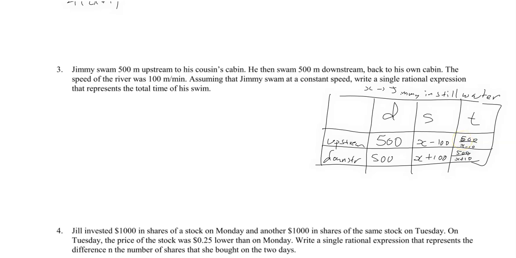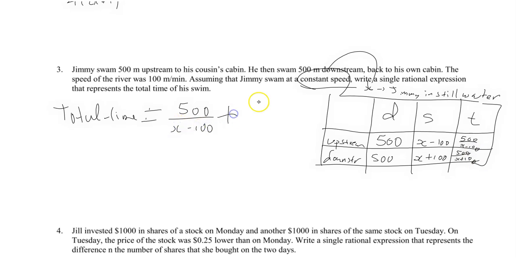Now, we're not actually solving this because I don't think we have enough information to solve, but it says assuming Jimmy swam at a constant speed, that's x. Okay. Jimmy's constant speed is x. Write a single rational expression. So the total time will be the time upstream, right? Time upstream, 500 over x minus 10, plus the time, 500, downstream.